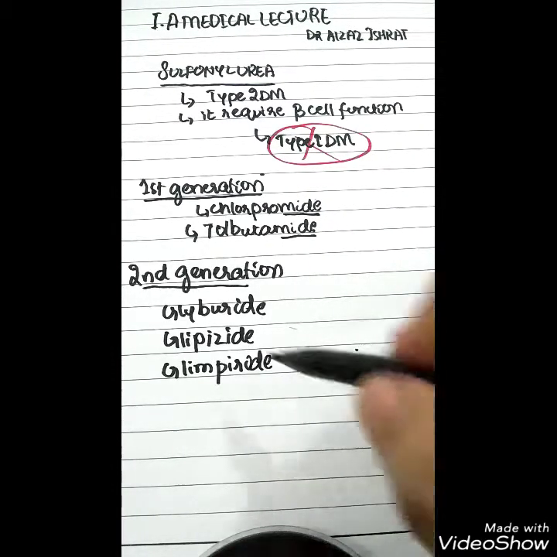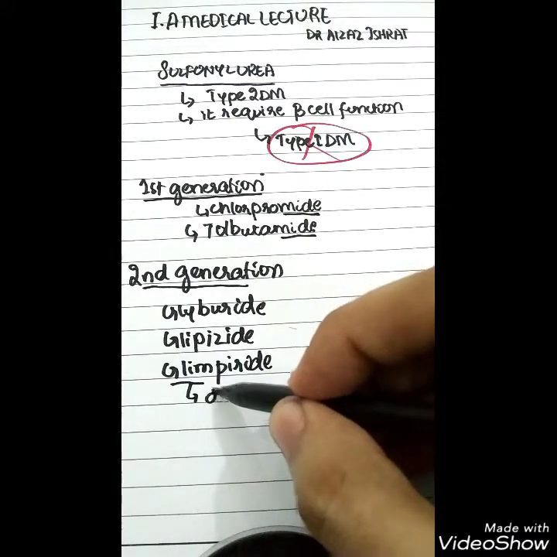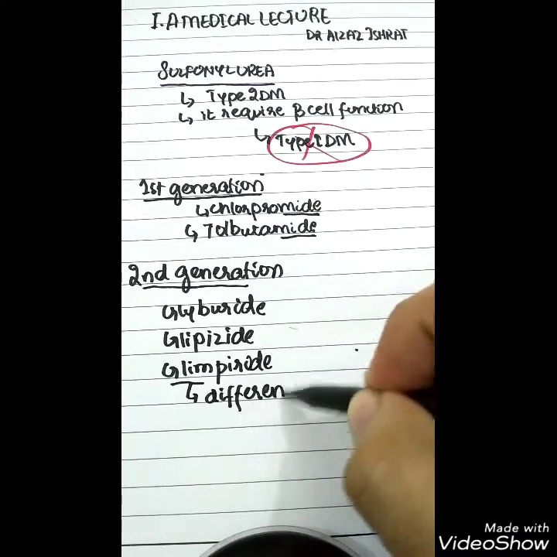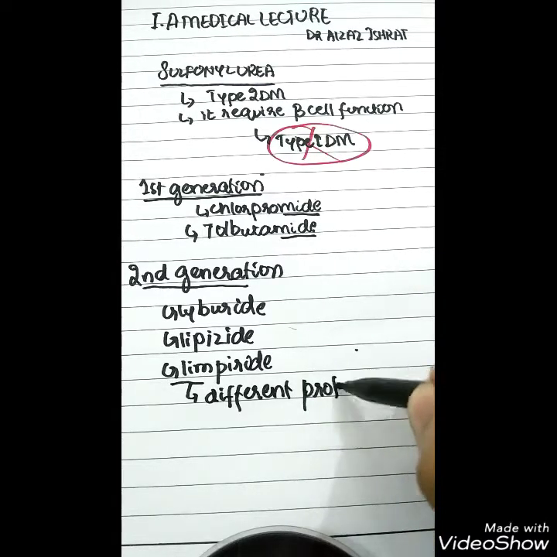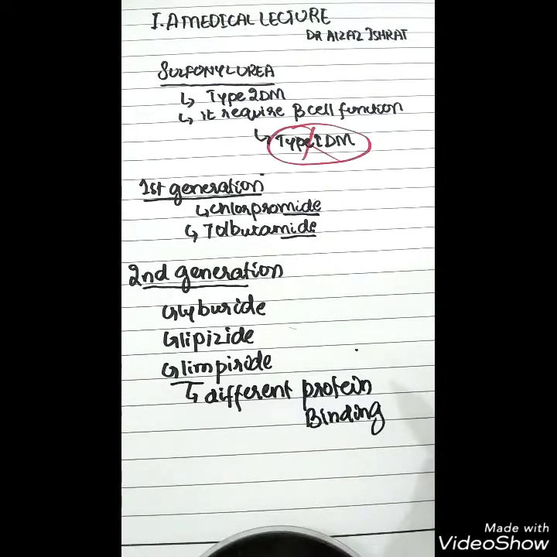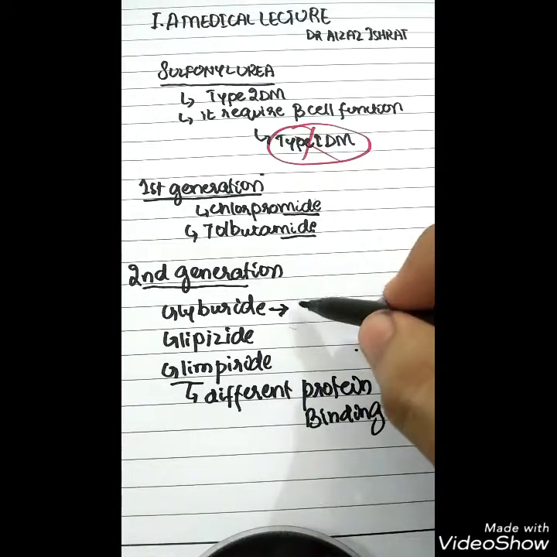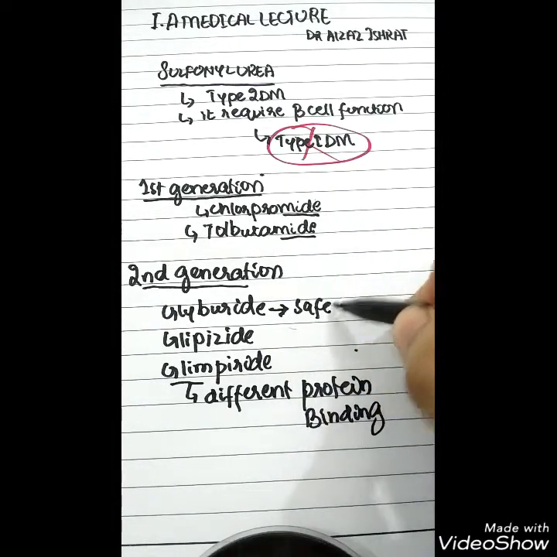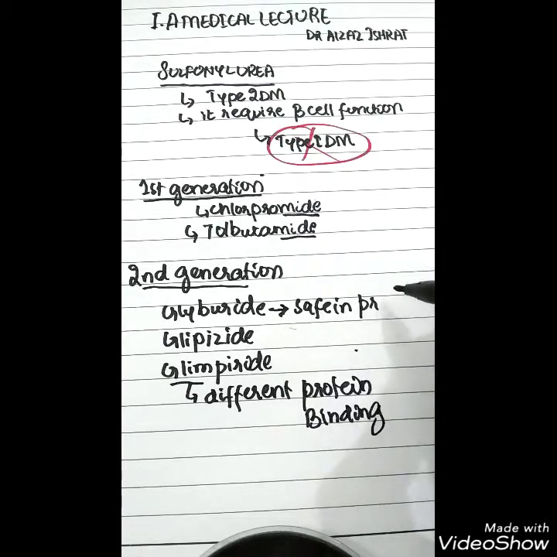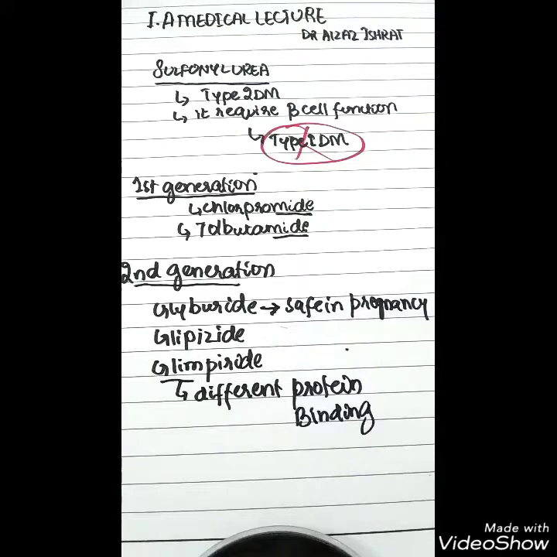Why? Because glimepiride has different protein binding than other sulfonylureas. What do we know about glyburide? We know that it is safe in pregnancy. What are the drugs we can give in pregnancy? We can give metformin, but still the research is going on with these drugs.